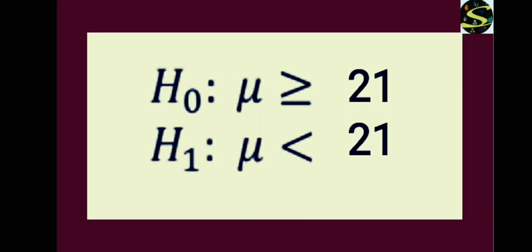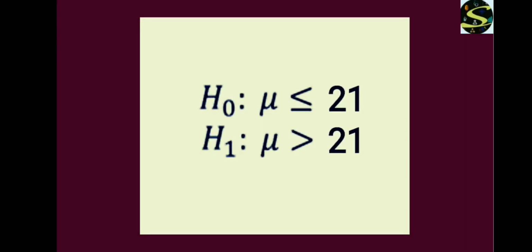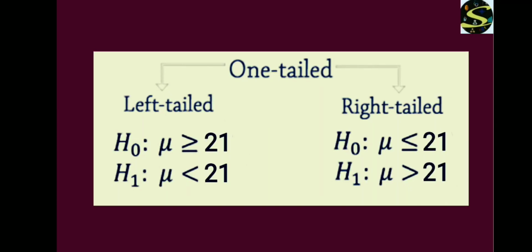Suppose instead we want to test if the mean is less than 21. Since this statement does not contain equality, we will assign it to the alternative hypothesis, and the null hypothesis will be the opposite. That is, mean is greater or equal to 21. And if we are testing if the mean is greater than 21, that will be the alternative hypothesis, and the null hypothesis will be mean less or equal to 21. These two are hypotheses for one-tailed tests.